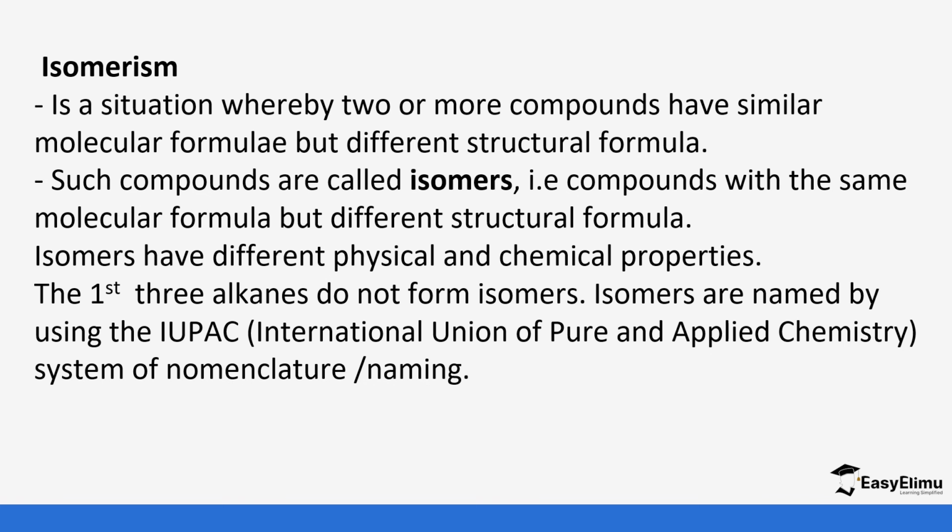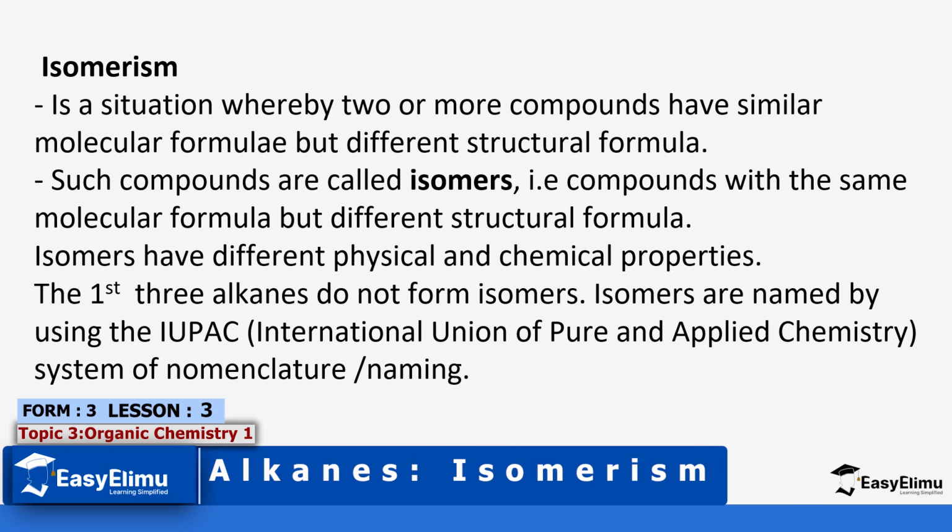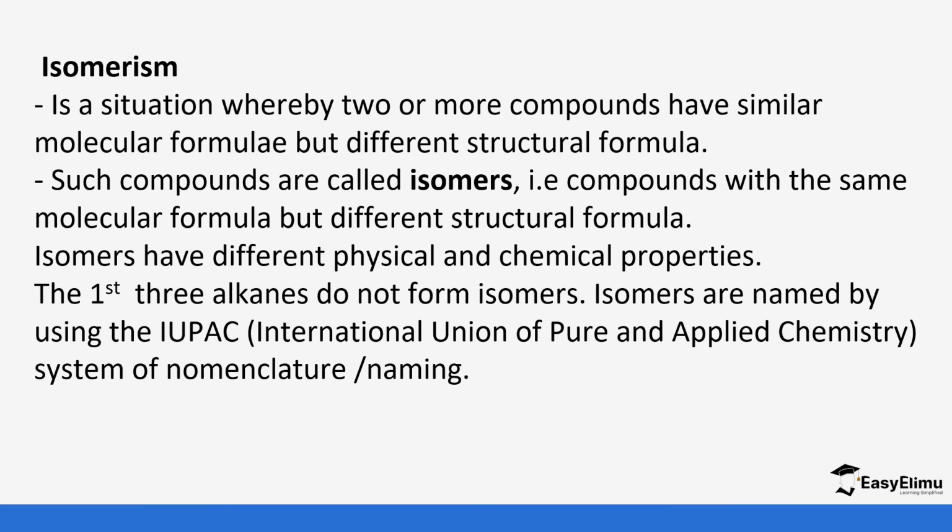The first three alkanes do not form isomers. Isomers are named by the IUPAC naming. We already talked about naming of alkanes. So we are going to be forming isomers and also naming those isomers that we form along the way.